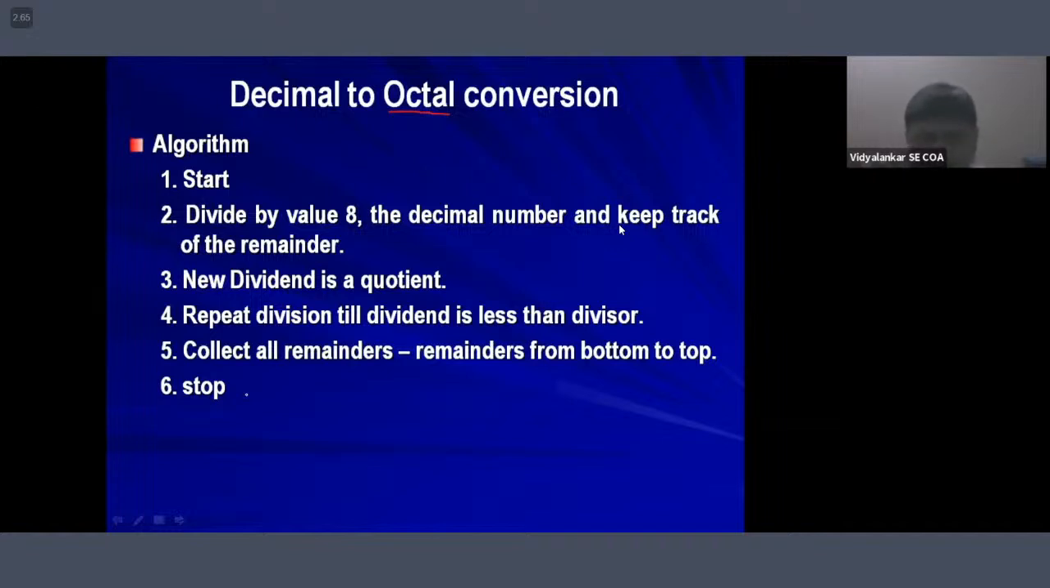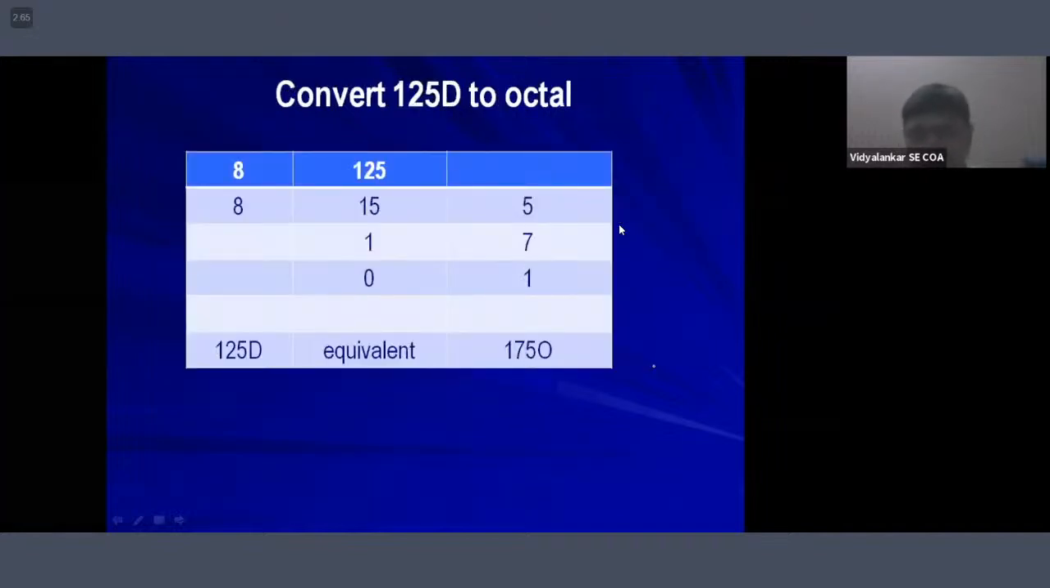Of course, through an example, and you must have noted that all remainders we again pick up from bottom to top, very similar to decimal to binary. Here is the conversion. Now this look is different, and I always say looks matter. Let's assume I want to convert 125 decimal to octal. So I will write 125 and start dividing by 8.